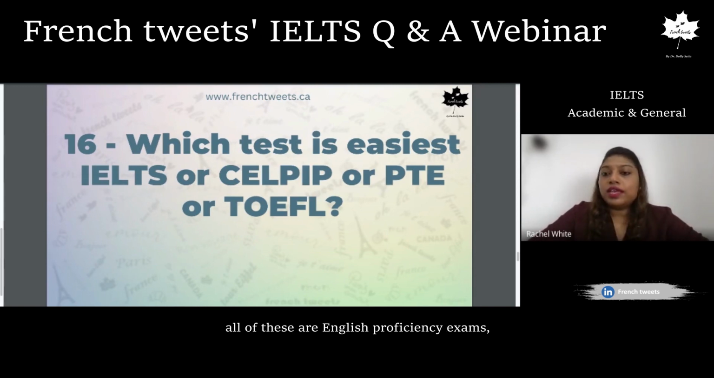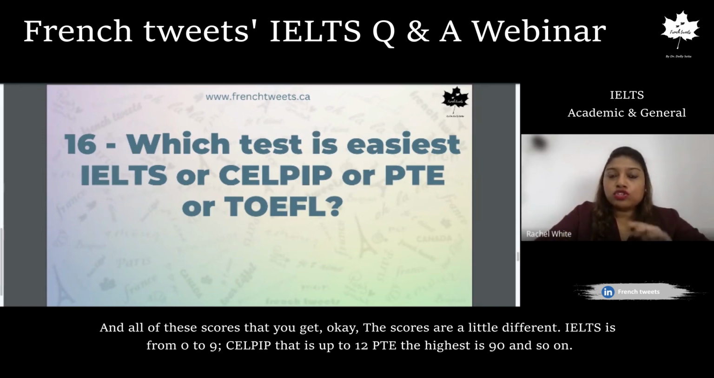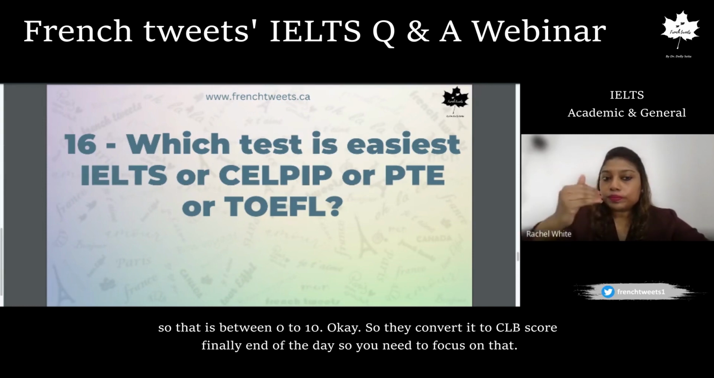Okay, now all of these are English proficiency exams. It is a valid question, but that is something that I think you should not be too worried about, because all of these four exams focus on the four essential skills, which are listening, reading, writing, and speaking. The scores are a little different. Like IELTS is from 0 to 9, CELPIP is up to 12, PTE the highest is 90, and so on. But all of these scores are finally converted to a CLB score, between 0 to 10, at the end of the day. So you need to focus on that.